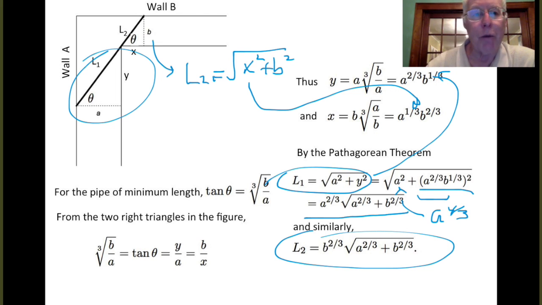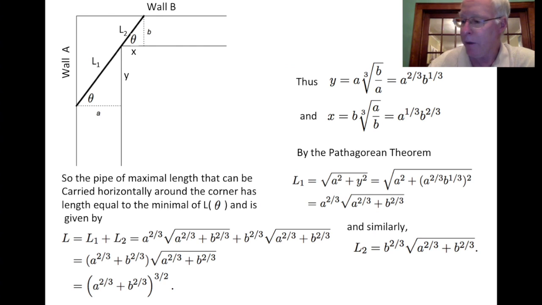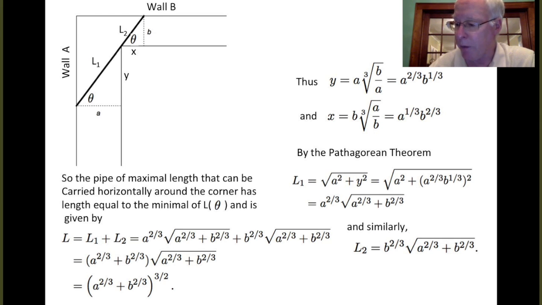So we're just about done. We want the length of that pipe of minimal length that goes from wall A to corner C to wall B. And now that we know the length of the two smaller pieces, L1 and L2, it's just a matter of adding those, as we've done down here. And so the pipe of maximal length that can be carried horizontally around the corner, okay, that maximum pipe again is the length of the minimal segment that extends from wall A to the corner to wall B, and that's going to be given by that length L we just found, L1 plus L2.